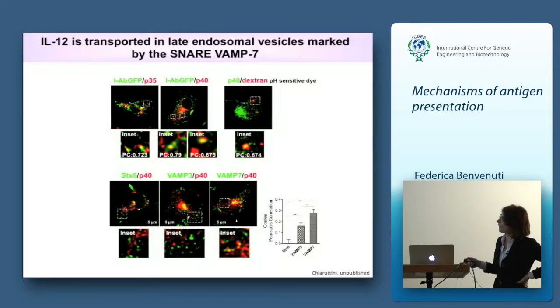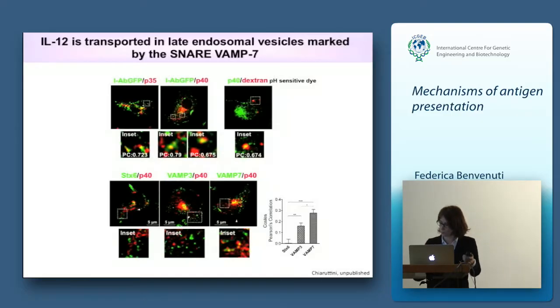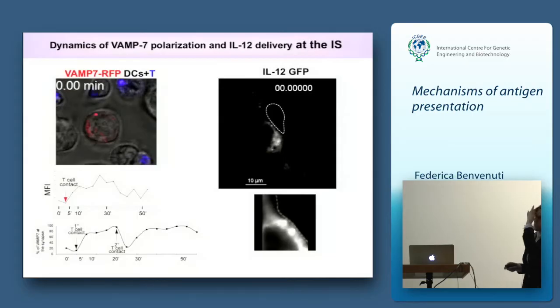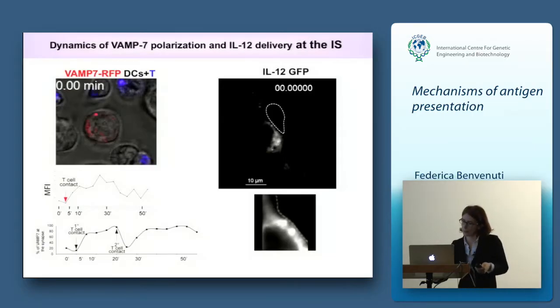We quantified, in order to identify which SNARE is implicated in the transport, the localization between IL-12 and 3 different SNAREs, which are prototypical of different trafficking steps: the trans-Golgi step, the early endosomes and the late endosomes. And we found that the strongest association is with the SNARE VAMP7, which is a SNARE that marks specifically late endocytic vesicles. So what happens to these vesicles when a DC encounters a T cell?